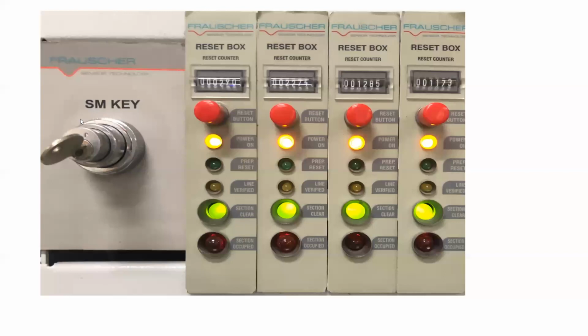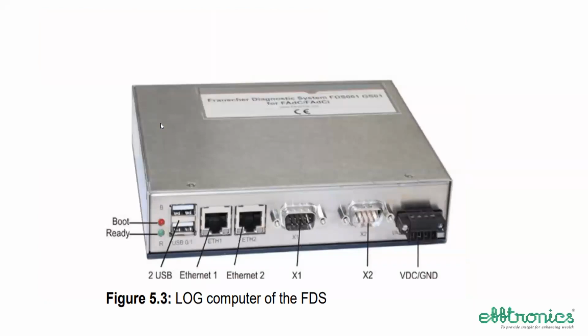This is the reset box. There is an SM key and a button. There is a reset counter, and then you have all those line verification, preparatory reset changed or not, section occupied or clear. These are the normal indications. These are all standard for any product as per the Indian Railways requirement.